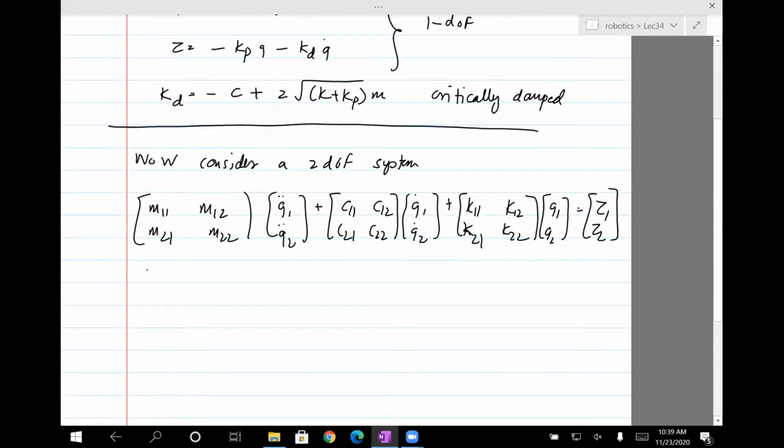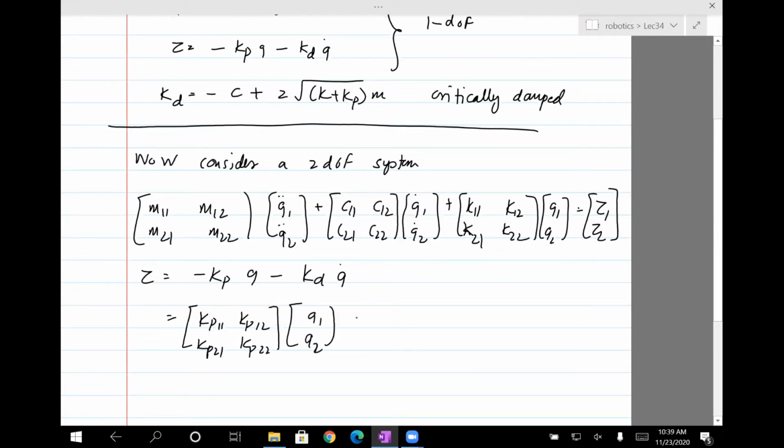Now let's do the same thing. Let's say that tau is minus KPq minus KDq dot. And what does that entail? Well, it will be something like this: KP11, KP12, KP21, KP22 times q. Here q is a vector, q1 and q2. And then we have KD11, KD12, KD21, KD22, q1 dot, q2 dot.